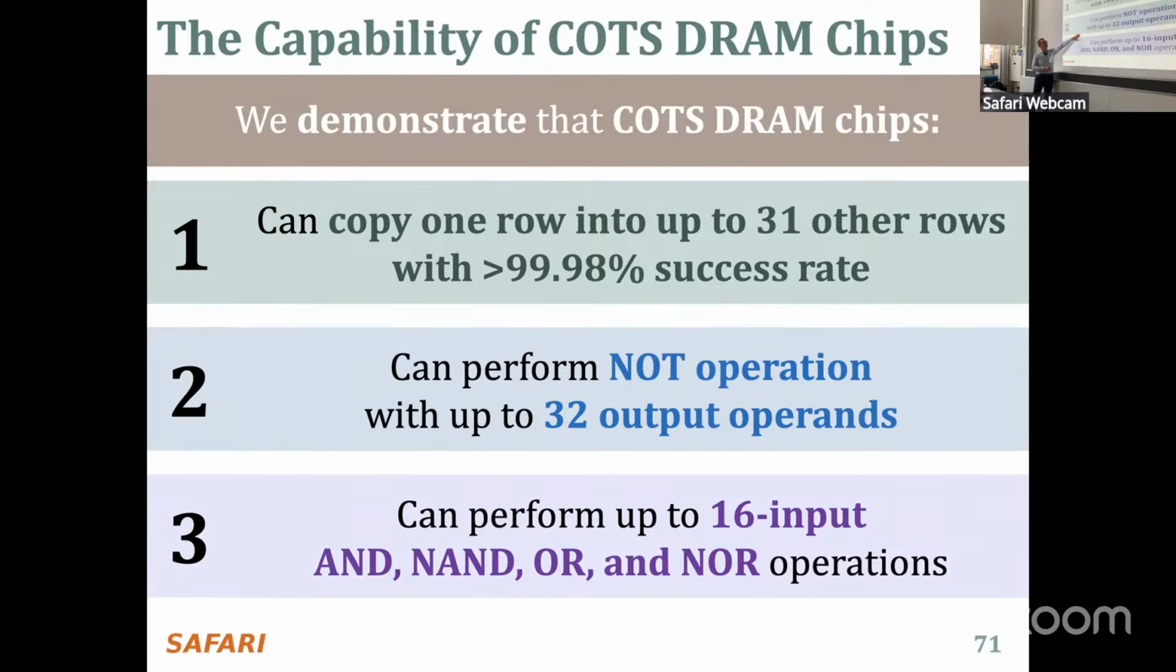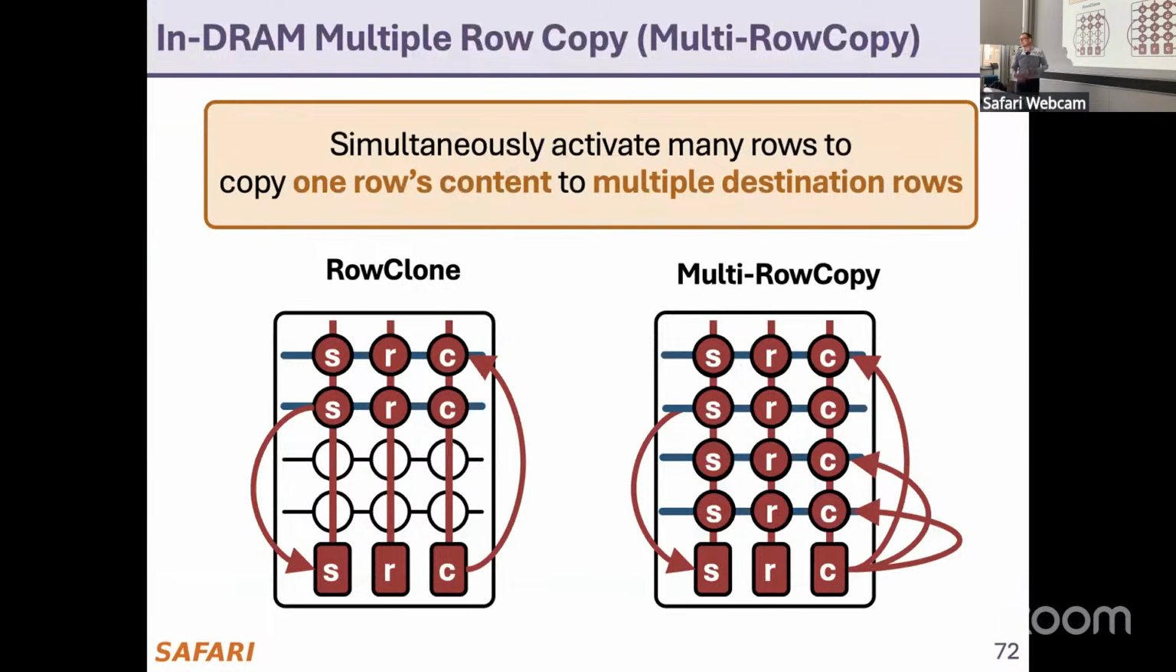He has also shown that you can perform the NOT operation with a bunch of output operands, and you can also perform AND, NAND, OR, and NOR operations in DRAM, which is fascinating. Maybe not as reliably, but still, you can do it. And nobody designed these chips with that purpose, right? We're just abusing these chips. We're doing things that the standards tell you not to do. They tell you don't violate the timing parameters, but we do violate them. Just to demonstrate that you can do these things in these chips, even if the chips are not designed for it.